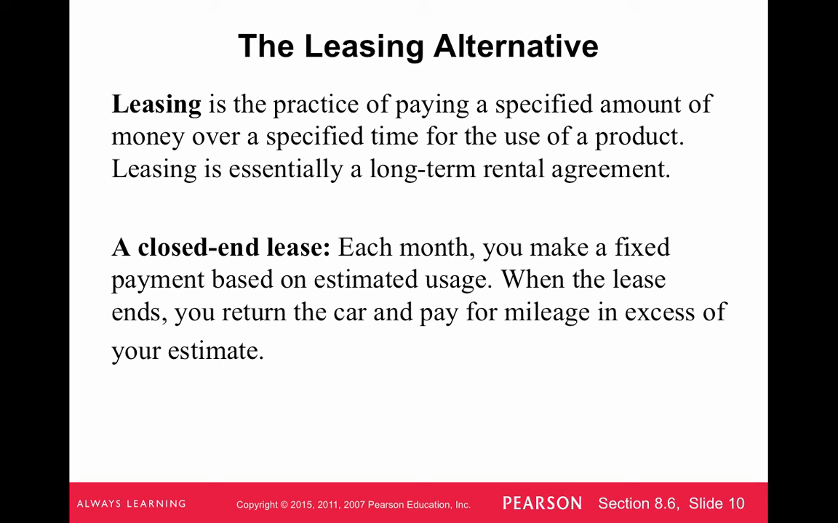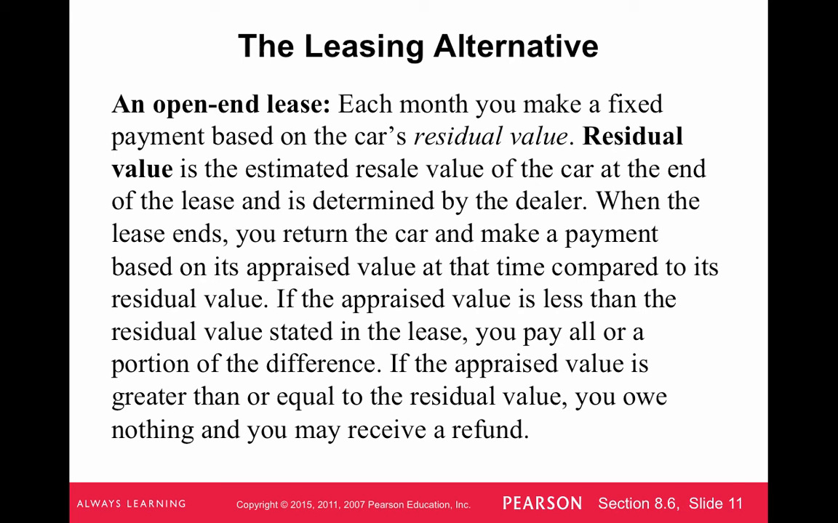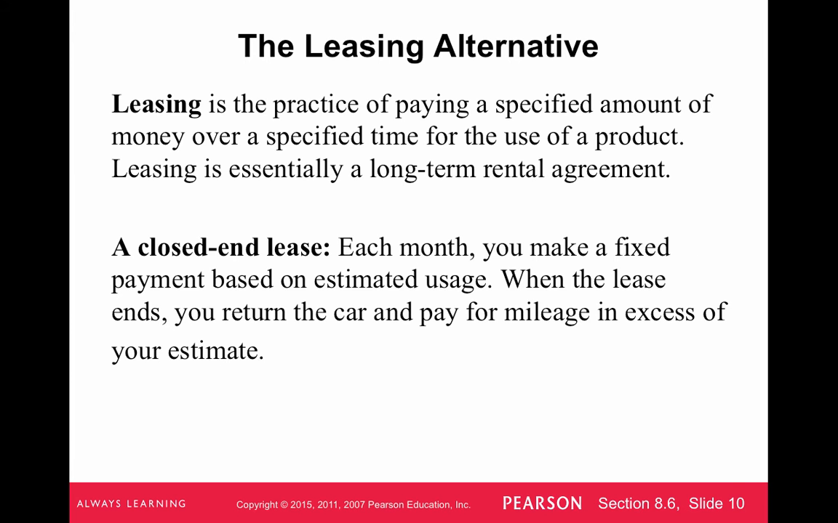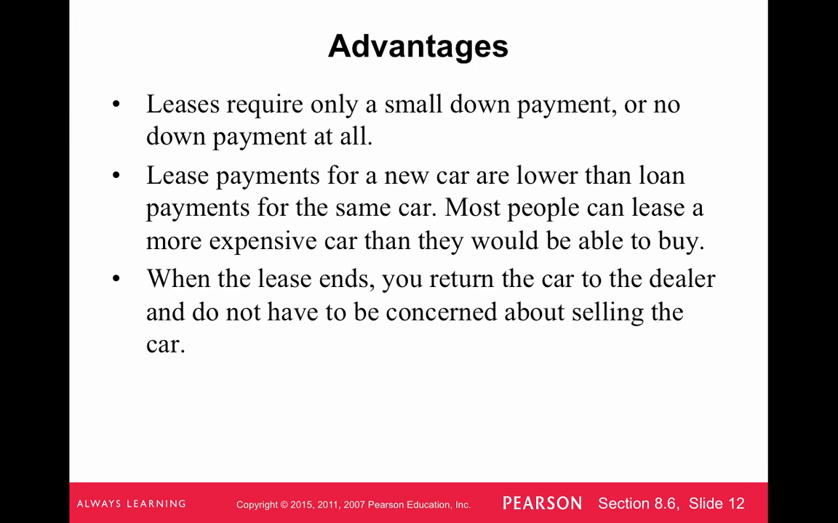There's also an opportunity with leasing when you get a car. Leasing is a practice of paying a specified amount of money over a specified time for the use of a product. Leasing is essentially a long-term rental agreement. A closed-end lease is a rental, it means you have to return the car at the end. Each month you make a fixed payment based on estimated usage. When the lease ends, you return the car and pay for the mileage in excess of your estimate. An open-end lease is each month you make the fixed payment based on the car's residual value. This is a little bit more complicated, but either way, you're basically renting the car to have it for a period of time, but you do have to return it.